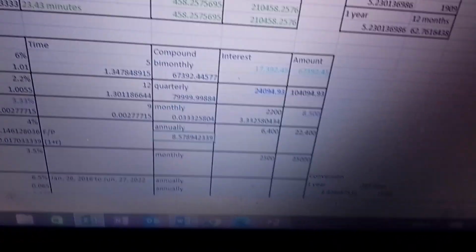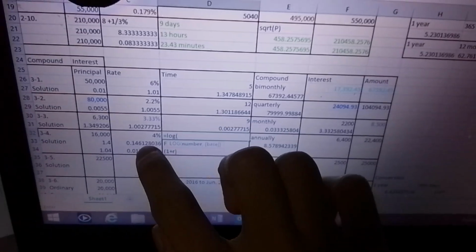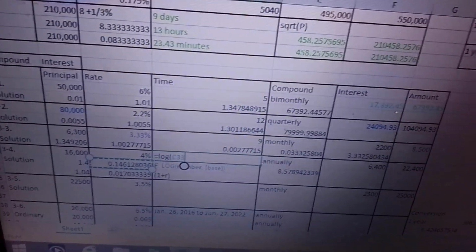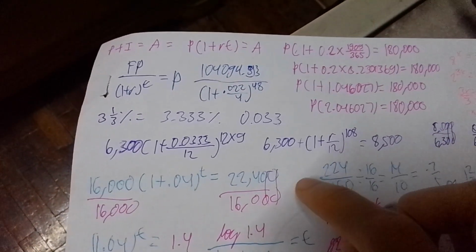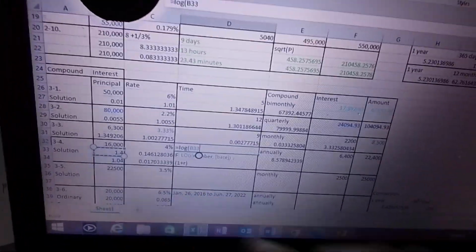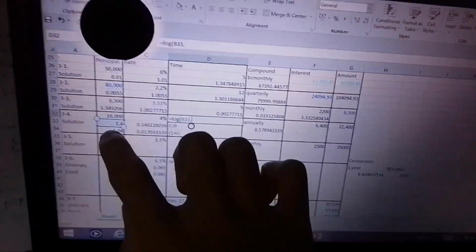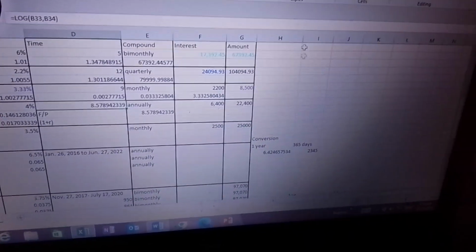That is the time. Now, if you were to do the direct formula, there is Excel. All you have to do is type log, and then choose the number that you want to take, and the base. If you translate this into an exponential equation, this is the base, and this is the answer. So the number is the answer, and this is the base. Log of this one, and then that number, 1.04. Did we get the same answer? It's exact. So the time is 8.58 years.